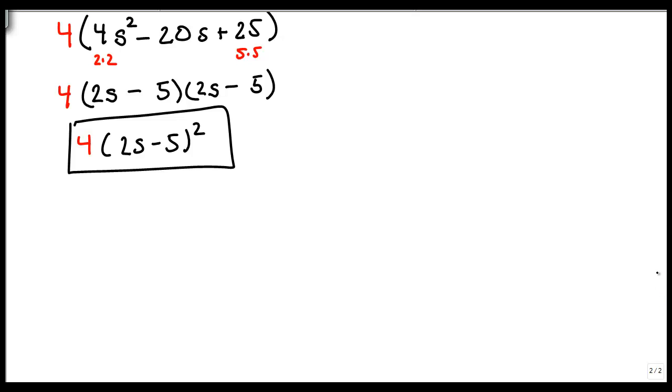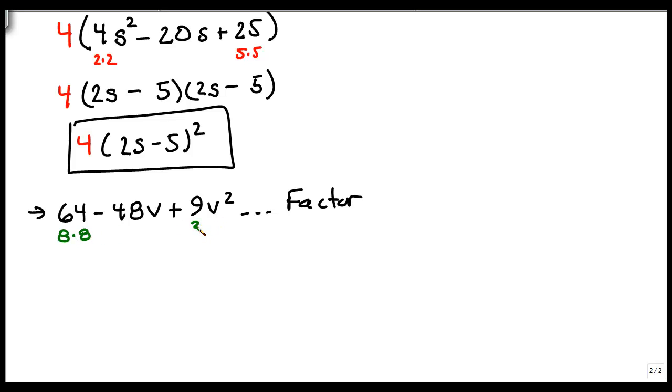Okay, factor completely is always our directions. So let's go ahead and look at 64 minus 48v plus 9v squared. Now you really have to check these, because just because there's a perfect square involved doesn't guarantee that it's factorable. It just usually is a pretty good indicator of where to start. So on this one, I see 8 times 8 is 64, and 3 times 3 is 9. So again, pretty good idea of where I should start. It's not a guarantee, so that's why I always need to check these.